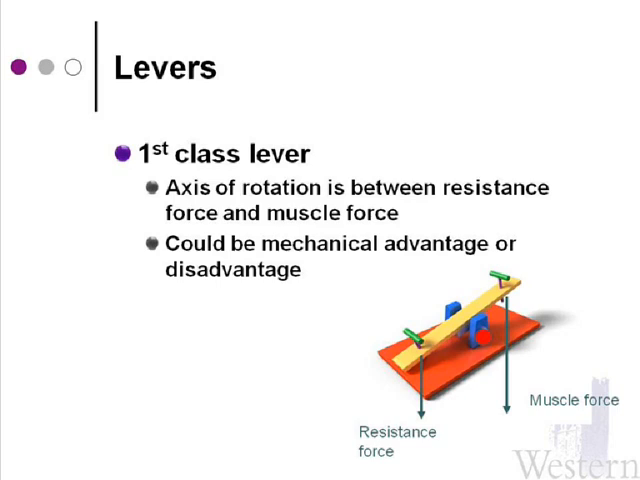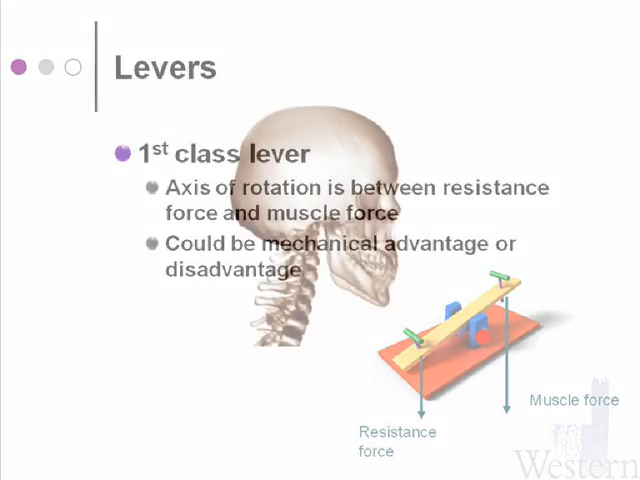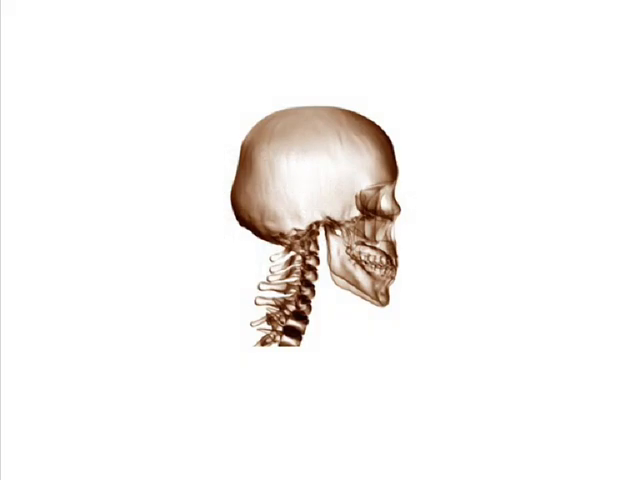The muscle can be at a mechanical advantage or disadvantage with a first-class lever, dependent entirely on the distance from the axis that each of the muscle force and resistance force are acting. First-class levers are fairly rare in the human body. Two examples that spring to mind.